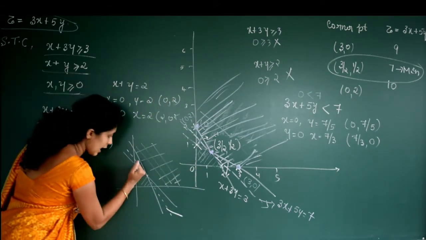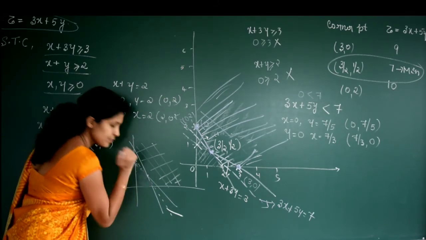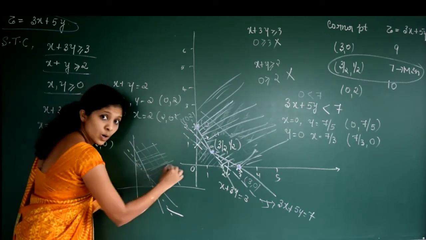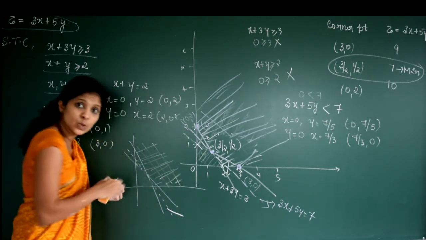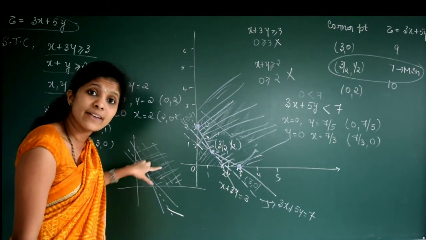If the graph of this function is like this, suppose the solution of this line, okay, let us consider this is the solution region. Now here we can see that the original solution region and the solution region for this line both have a common point.